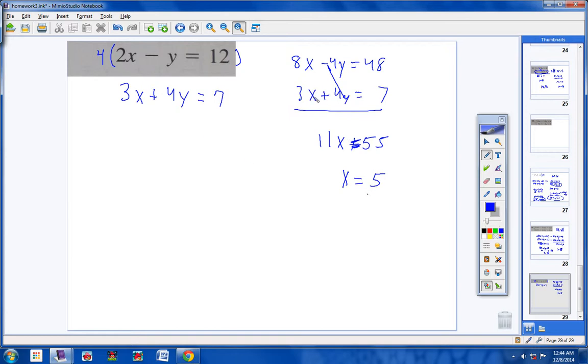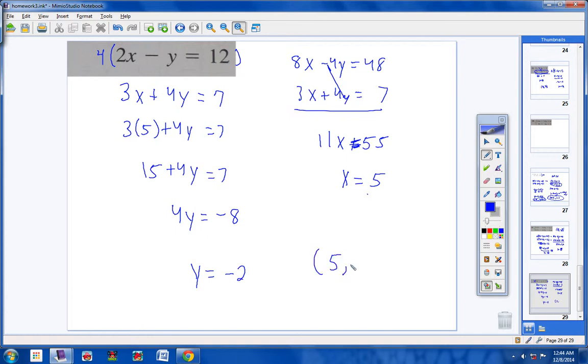Now you can put that 5 in for x here, or here, or here, here. I'm going to do it here because I have room to show my work. So 3 parentheses 5 plus 4y equals 7. So 15 plus 4y equals 7. So 4y equals negative 8. Bring the 15 over and make it a negative 7. You get negative 8. Divide both sides by 4, and y equals negative 2. So your answer is 5, comma, negative 2.